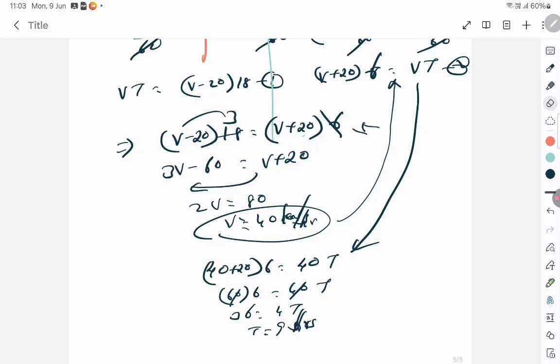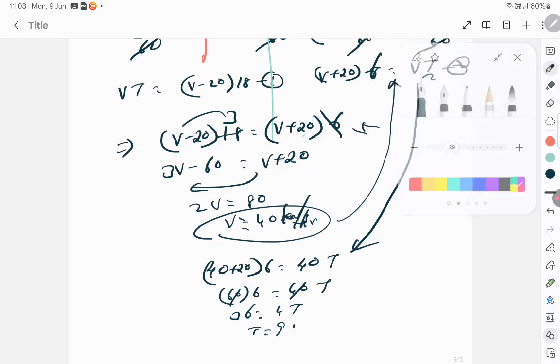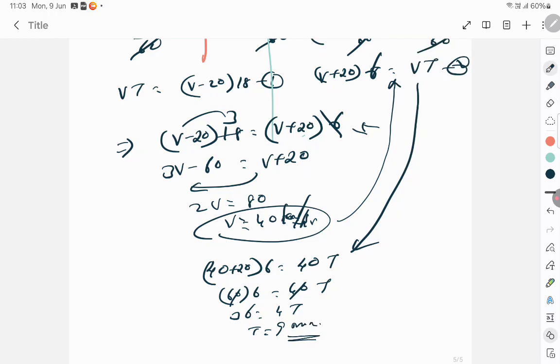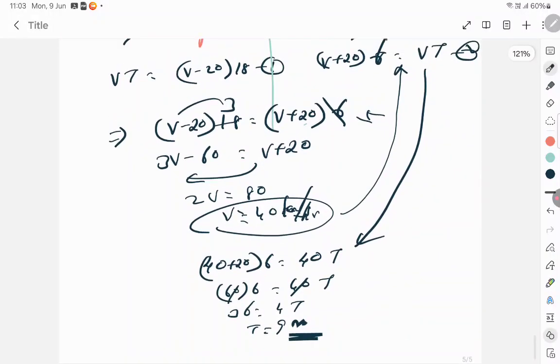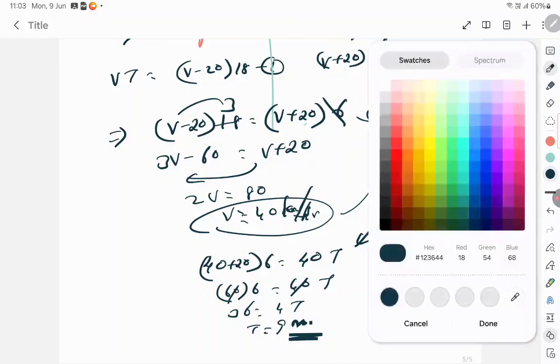9 minutes. Because the timing specified in the question was only t minutes. So we got the t and that's 9 minutes. Okay. So that's a sum. So let's go to the next question.